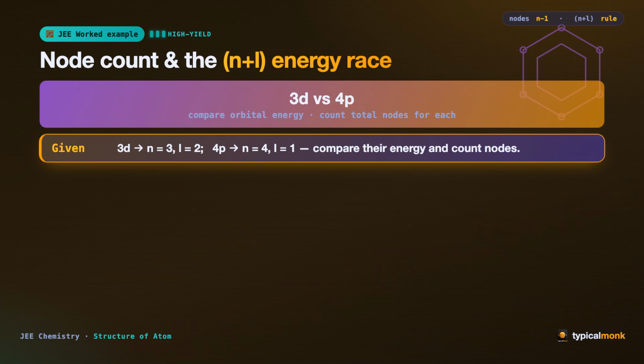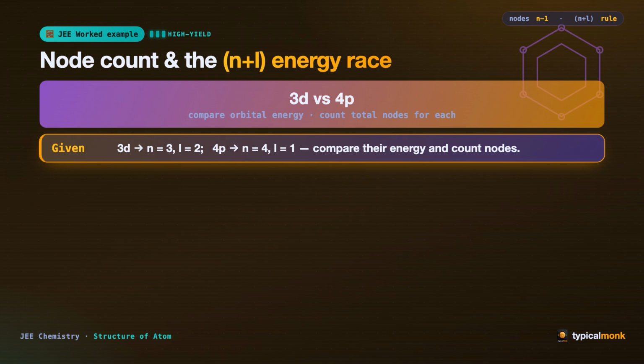A full numerical that traces two orbitals against each other, solved slowly, the monk's way. Compare the 3d orbital against the 4p orbital. Which one carries more energy, which one fills first, and how many nodes does each one hide? Step 1. Write down what is given.